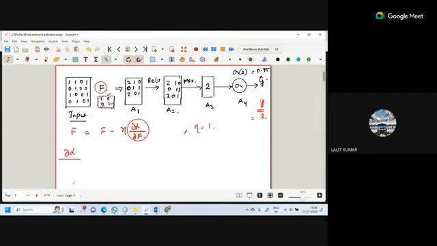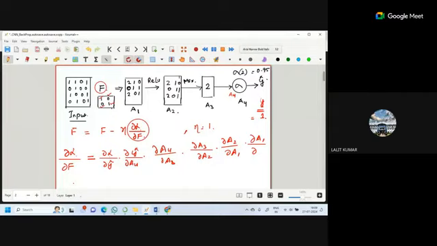Now, del L by del F, again we use the chain rule to come here. It will become del L by del y hat, del y hat by, for example, there was an A4 here, del A4 by del A3, del A3 by del A2, del A2 by del A1, and del A1 over del F.